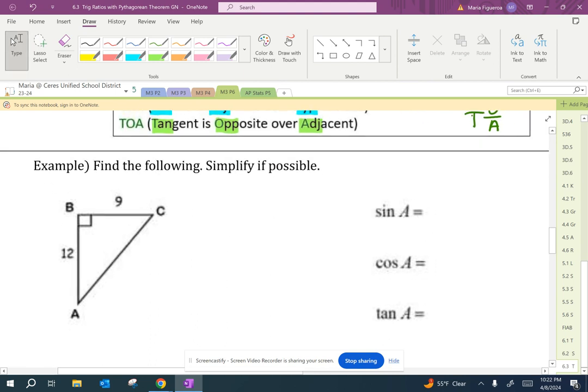Okay, so if we take a look at our first example here, notice I have a missing side. My missing side is actually the hypotenuse. It's across the 90 degrees. And then I'm asked to find the sine of A, cosine of A, and tangent of A. That means my A is the reference angle, which would then mean 9 would be the opposite side, and then 12 would be the adjacent side.